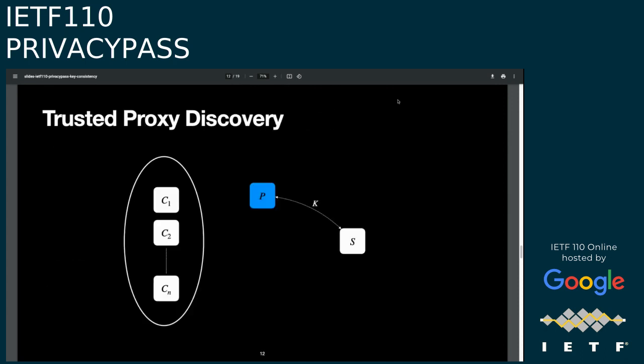So I'm going to go through a couple of examples of the different systems that might fall out depending on your trust model and your threat model. Starting with the trusted proxy discovery setup, which is perhaps the simplest one to reason about. In this particular case, there's some Good Samaritan proxy P that all the clients in this set trust. It syncs with the server to get the key K, and then simply gives that key to all clients in the set.